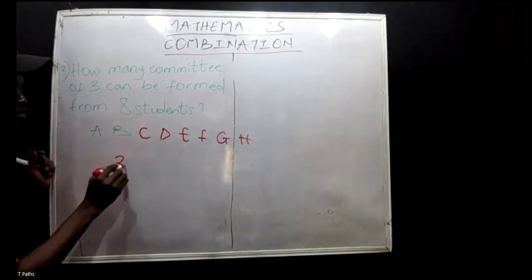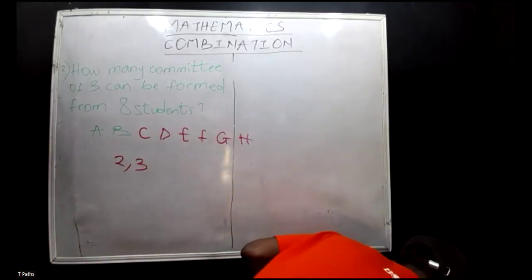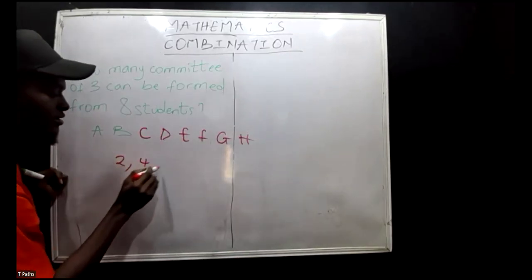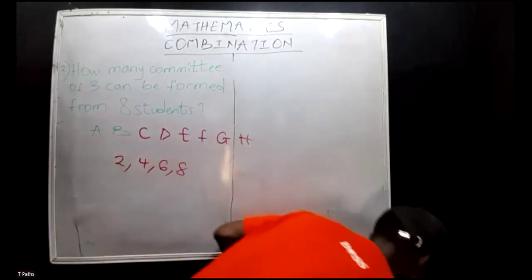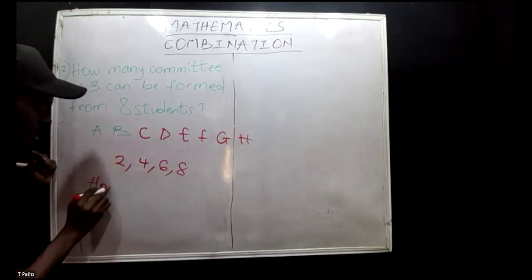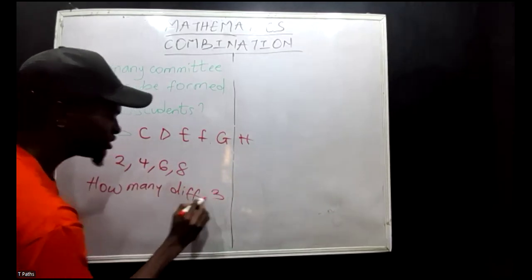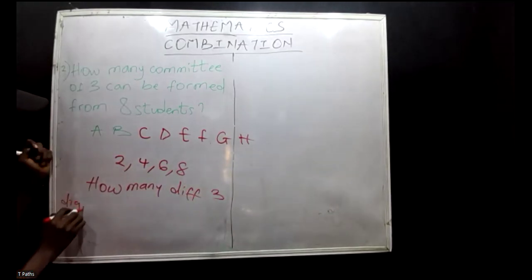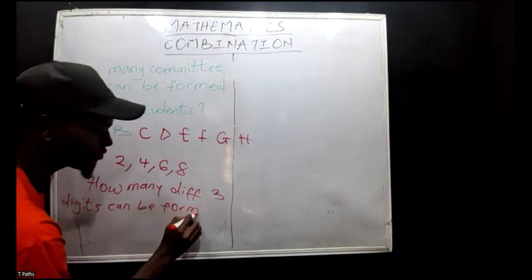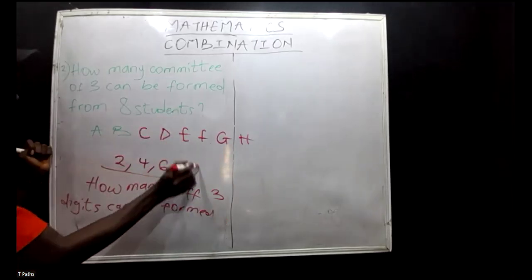Let's say I have 2, 4, 6, and 8, and I'm told how many different 3 digits can be formed. Comparing this to the previous one, I'm told how many different 3 digits can be formed from this. This is a permutation question.